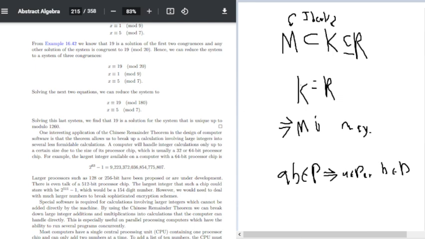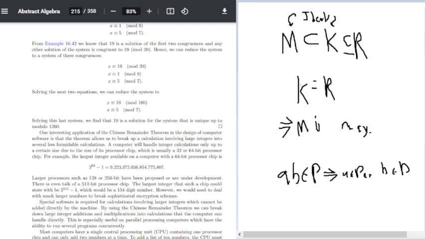One interesting application of the Chinese remainder theorem is in the design of computer software. The theorem allows us to break up a calculation involving huge integers into several less formidable cases. A computer will handle integer calculations only up to a certain size due to the size of its processor chip, which is usually a 32 or 64-bit processor chip.